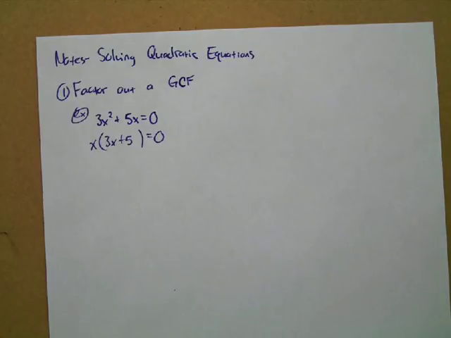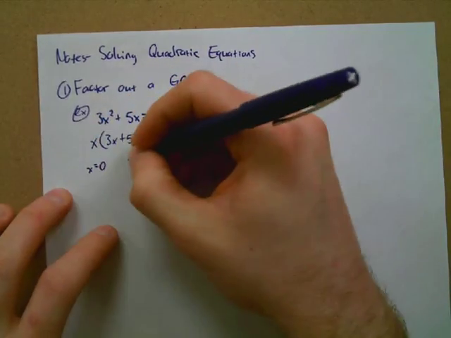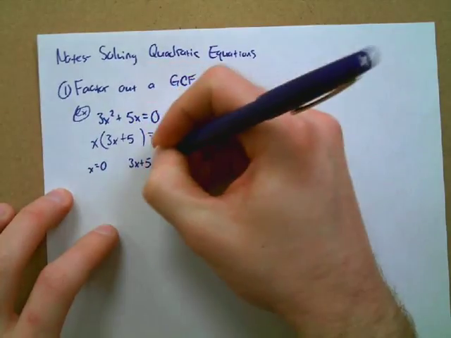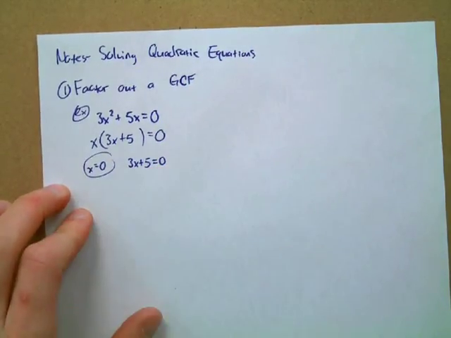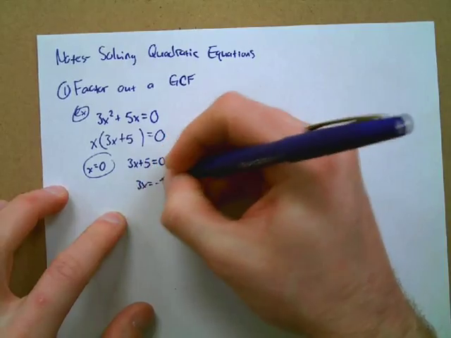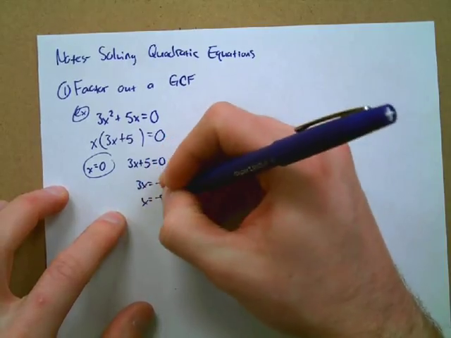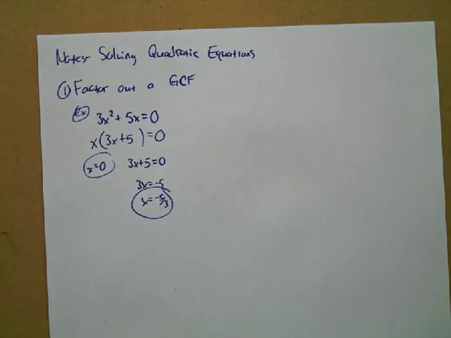When you add 2 things together and they equal 0, one of them does not have to be 0. But when you multiply 2 things that equal 0, that means either x is 0 or 3x plus 5 is 0. Well, if x is 0, that's done. You've got a solution there. And then we can finish solving here. We get 3x equals negative 5 or x equals negative 5/3. So that's another solution. And there we solved the equation. We found values for x that would result in our equation being equal to 0.